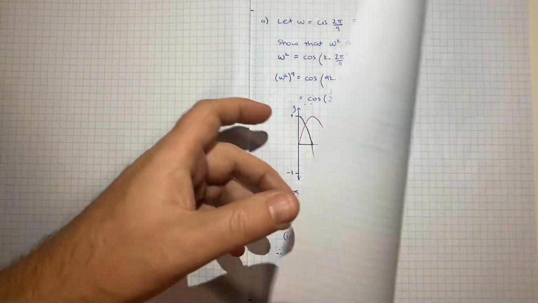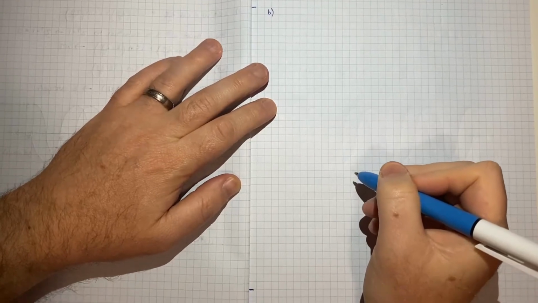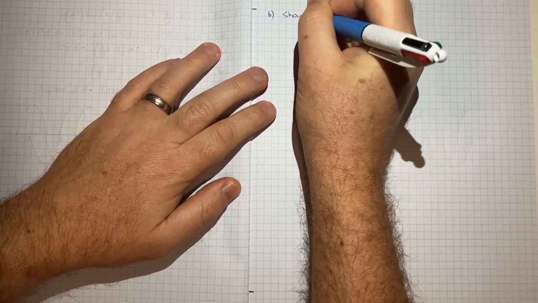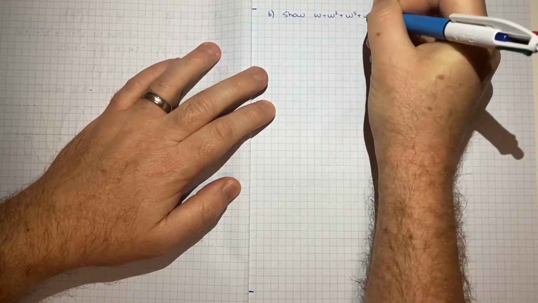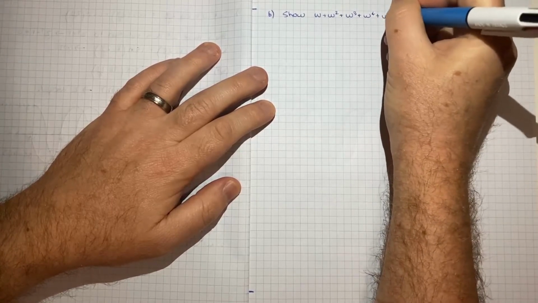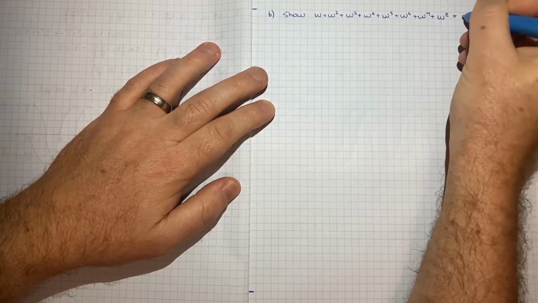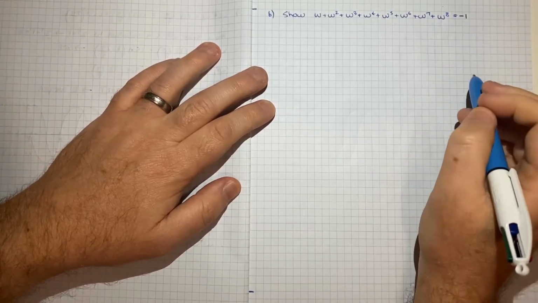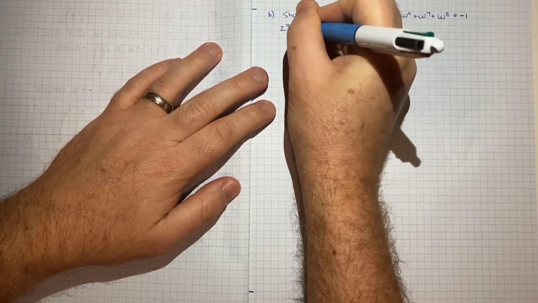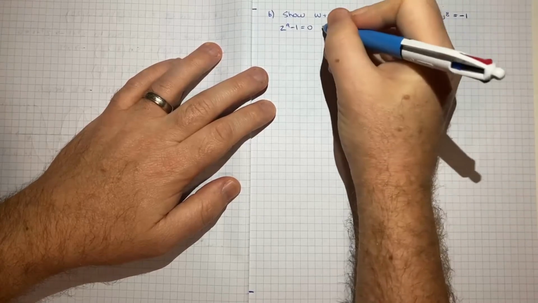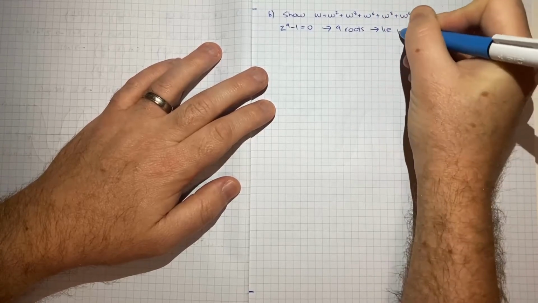Now if I move on to part B, so part B was asking us to show that w plus w squared plus w cubed all the way up to w^8, the sum of all of that is equal to -1. So that's what we need to show. Now, where we can start here is knowing that z to the power of 9 minus 1 equals 0. That has 9 roots, and they all lie on the unit circle.